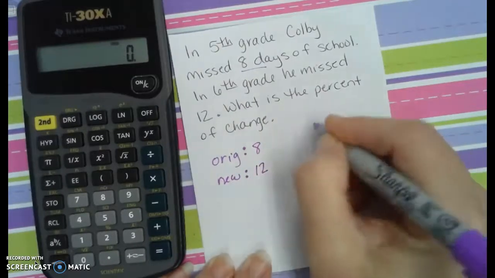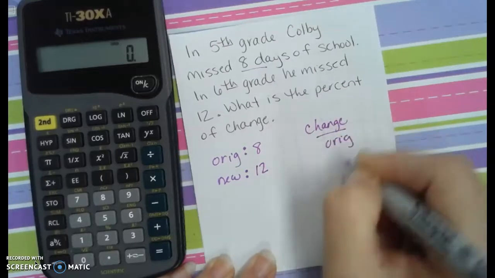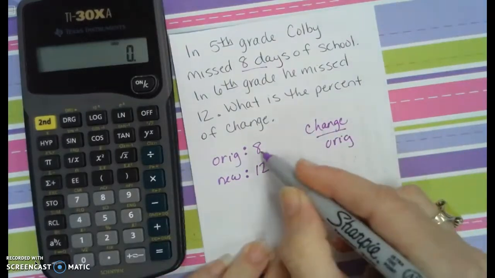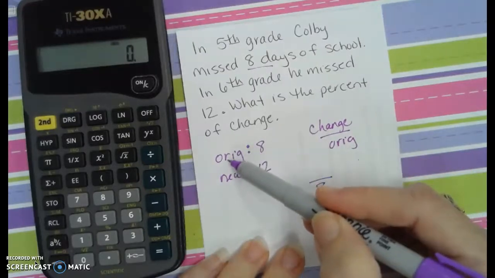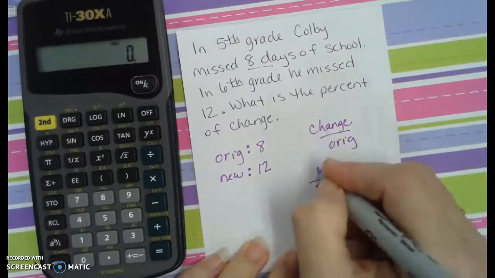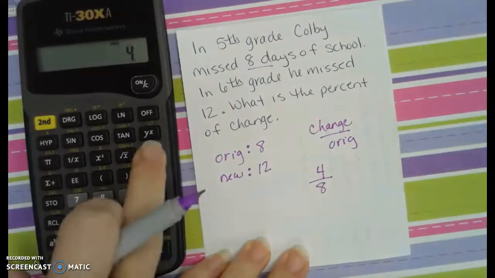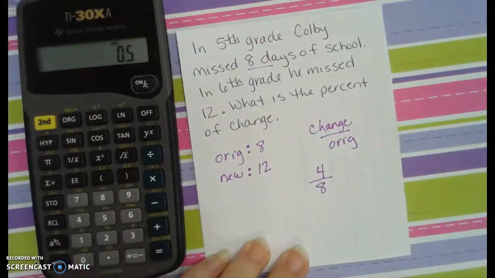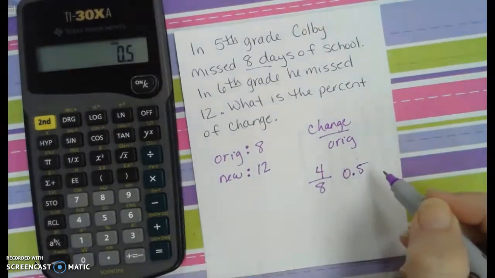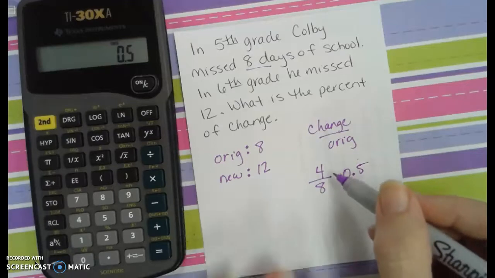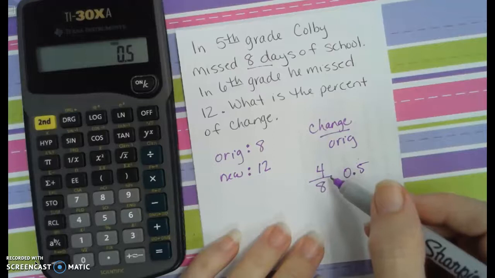So our formula is still going to be change over original. So on the bottom, we're going to put 8. And the change is going to be the difference between the 8 and the 12, which is 4. So if you punch in 4 divided by 8 equals 0.5. Now, a lot of people do this backwards in their head and they'll say that's 2. They're really doing 8 divided by 4. So be careful and take a second and just punch it in so you don't make that careless mistake.